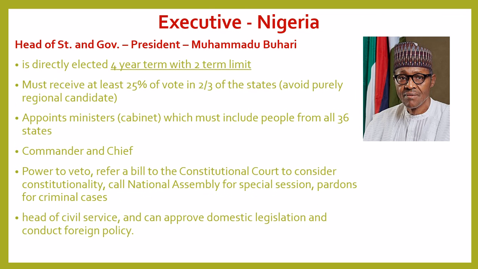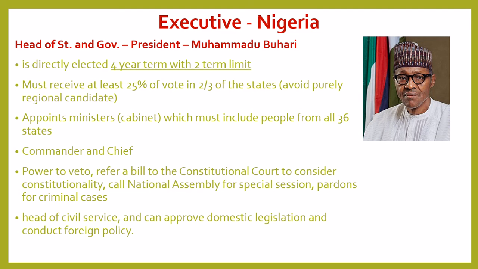Nigeria. So Nigeria, much like Mexico, is a presidential system, but much like Mexico, Nigeria has one executive, the president, who is head of state and head of government, and in this case, it's Buhari. So Buhari is elected to 4-year terms with 2-term limits, as opposed to sexenio with 1 term allowed. He does have to receive at least 25% of the vote in 2/3 of the states. That way, it avoids regional candidates because remember, regionalism is a huge part of Nigeria.